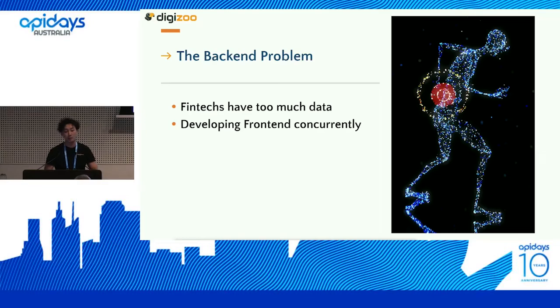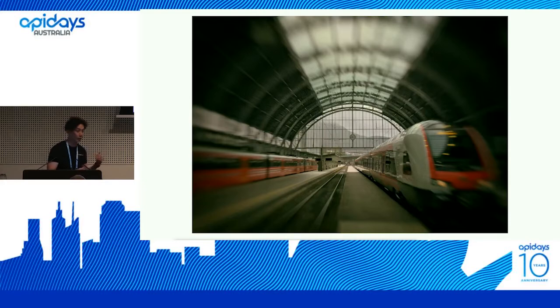And the second part of the backend problem is with our situation, we're developing the front end and back end concurrently. And that's a bit of an issue because I want to use a train analogy for this. So if you want to consider, a backend is like an engine. An engine runs and it handles all the logic. The front end is more like the cast and the carriages around it.